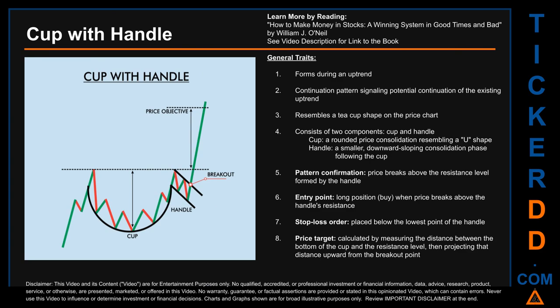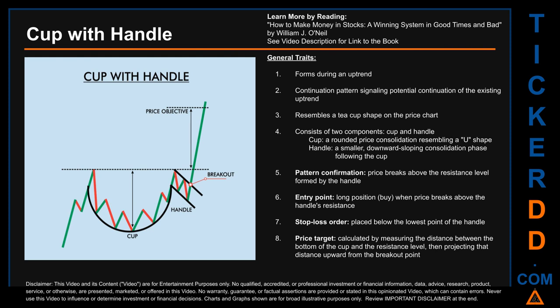A cup with handle is a bullish chart pattern in technical analysis that signals a potential continuation or reversal, indicating the end of a consolidation phase and the beginning of an uptrend. The pattern resembles a teacup with a handle on its right side when viewed on a price chart, which is how it gets its name. Here's a simple explanation of its components.